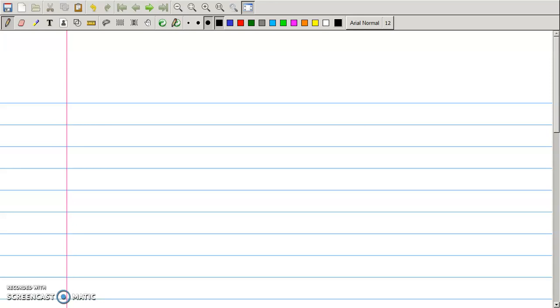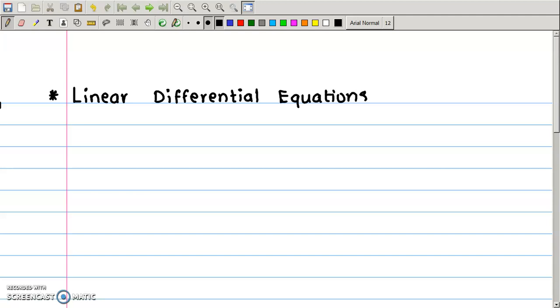Hello everyone, let's discuss the linear differential equations, that is unit number 1 in Engineering Mathematics 3. So we start with the topic linear differential equations. So before going to discuss, we recall some basic things.